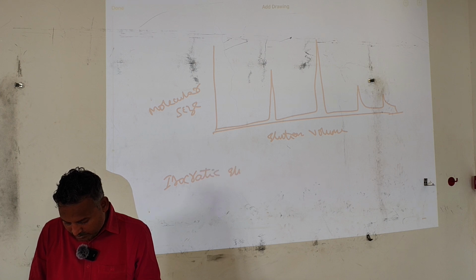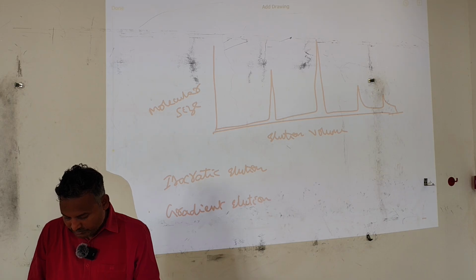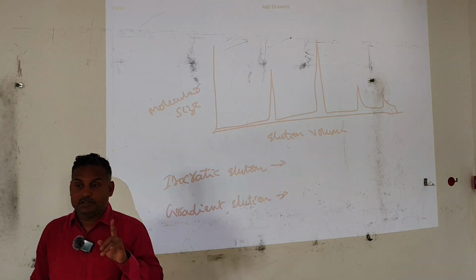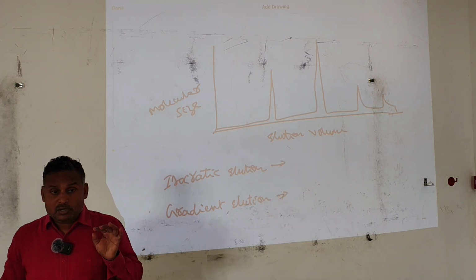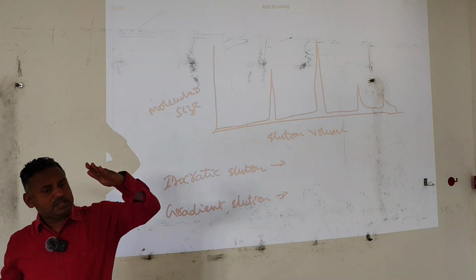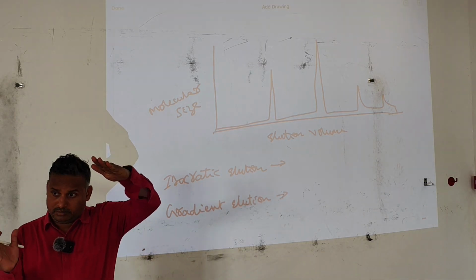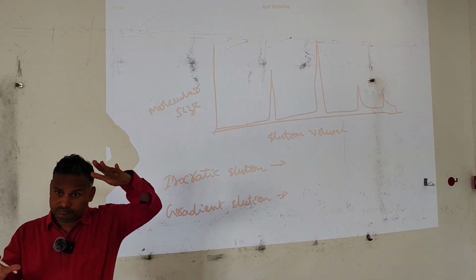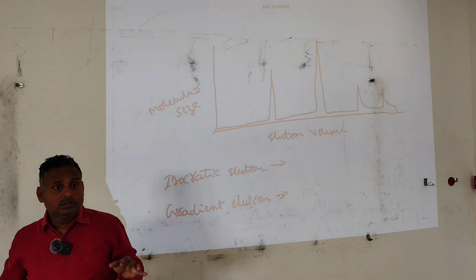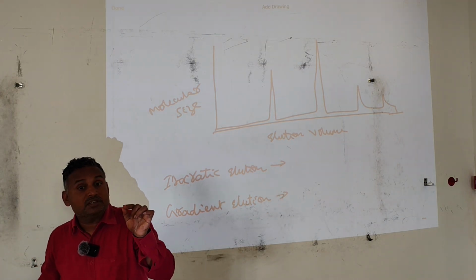Isocratic elution. Gradient elution. There are two types of elution. Isocratic elution means that from the start to the end of your chromatography run, the composition of the mobile phase remains the same.